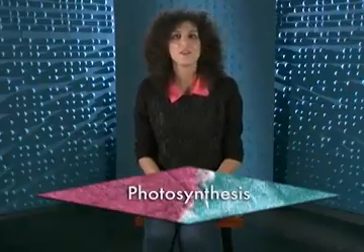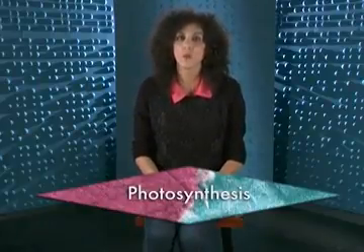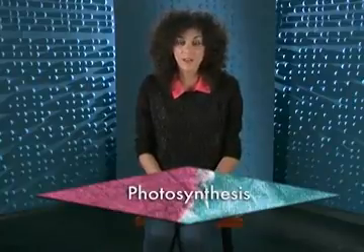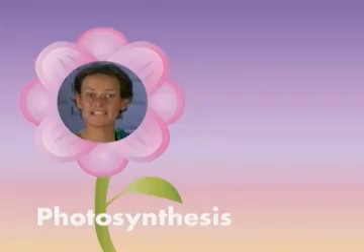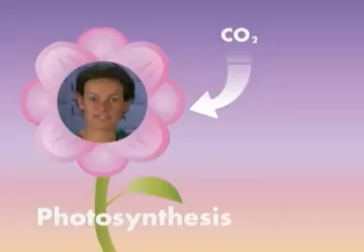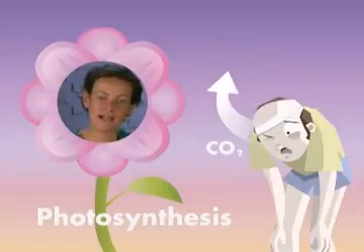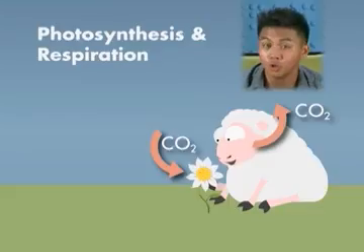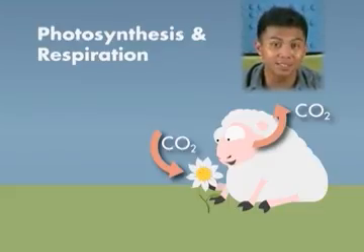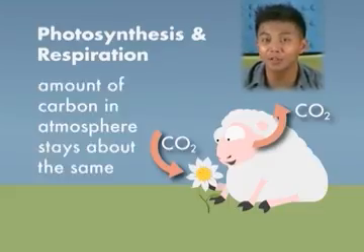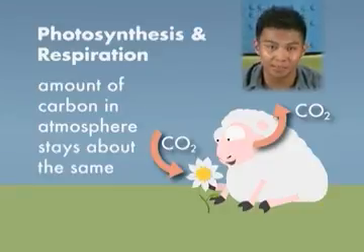If you have, then you're already pretty well versed in one part of the carbon cycle. If you haven't, here's the gist. Plants take in carbon dioxide gas from the atmosphere and use it to make sugar. When living things use sugar for energy, they release carbon dioxide back into the atmosphere. This is called respiration. Notice that the combination of photosynthesis and respiration makes it so that the amount of carbon in the atmosphere always stays about the same.